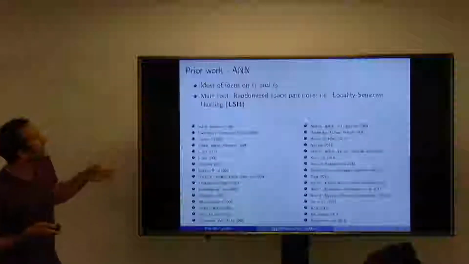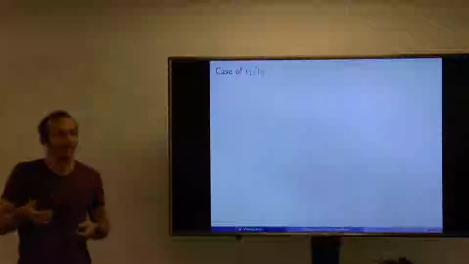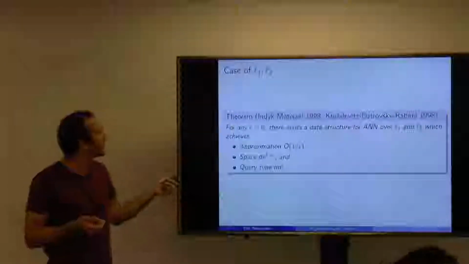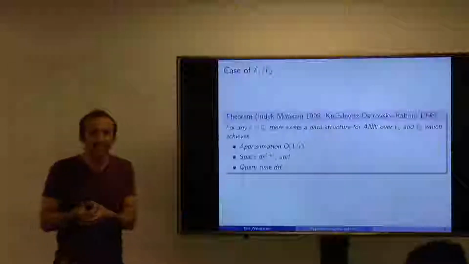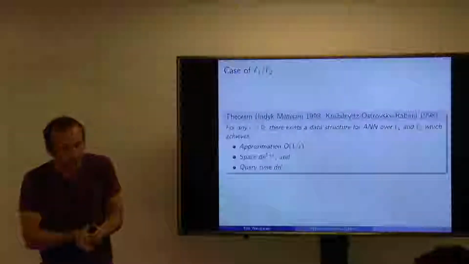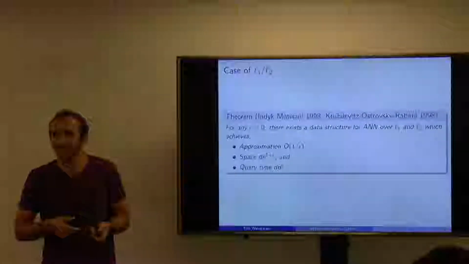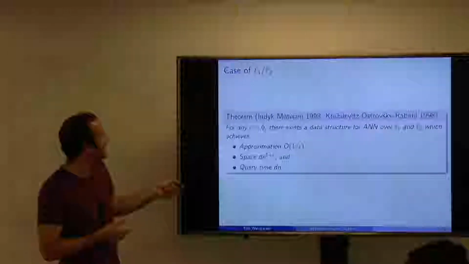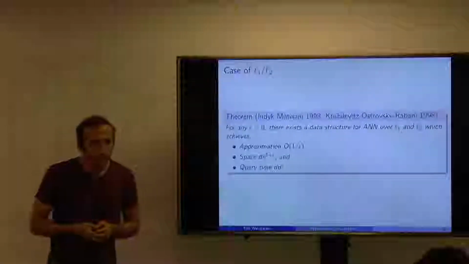For the case of L1 and L2, this problem is pretty well understood, and we can actually achieve the ideal scenario. Already in 1998, the papers by Indyk and Motwani and by Kushilevitz, Ostrovsky, and Rabani get the ideal scenario for L1 and L2. They show that for any fixed epsilon greater than 0, they can design a data structure which gets approximation order 1 over epsilon, so constant approximation, using space d times n to the 1 plus epsilon and query time d times n to the epsilon.